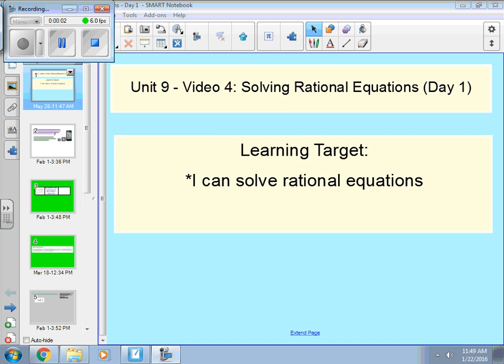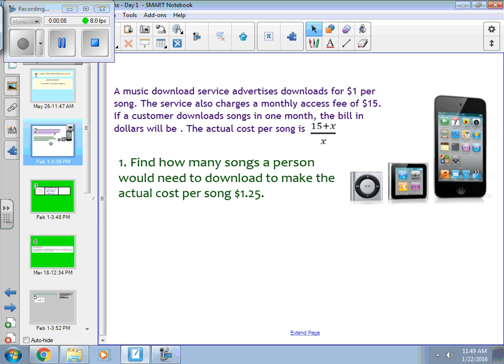All right, in this lesson and the one after this, we're going to be looking at solving rational equations, and that's a learning target we'll be looking at too. First problem says a music download service advertises downloads for $1 per song. The service also charges a monthly access fee of $15.